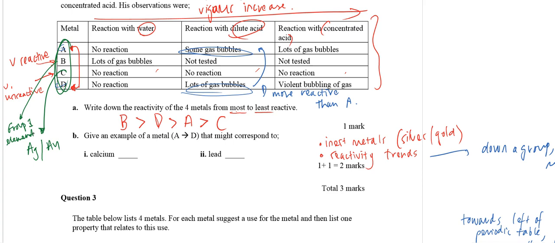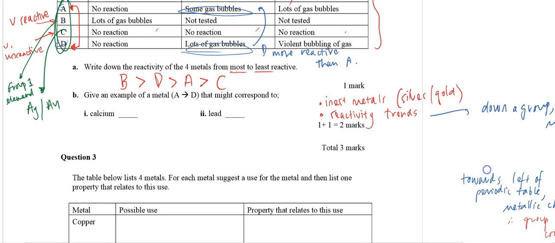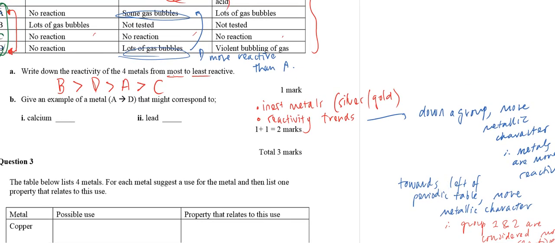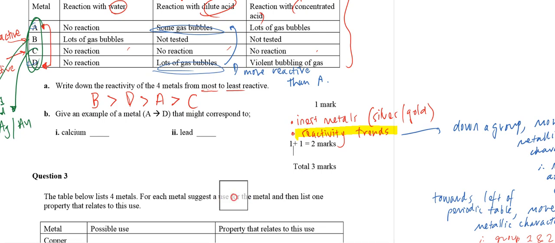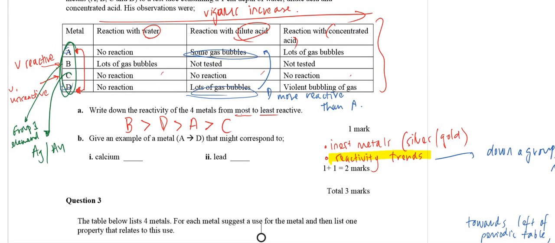Now metals A and D, this is where it might be a little bit tricky. And I think A and D, because they both react with acid, but one reacts more with acid, this is where we need to just apply our knowledge of the reactivity trends. That as you go towards the left of a periodic table, you see more metallic character.